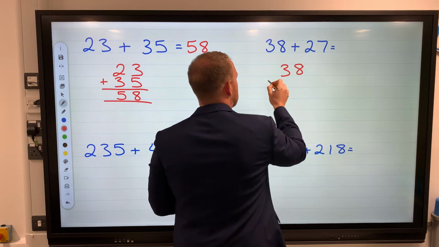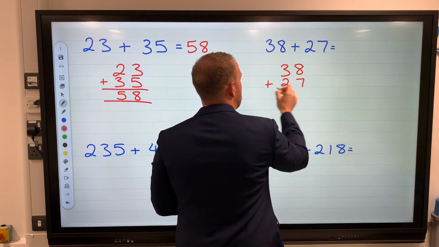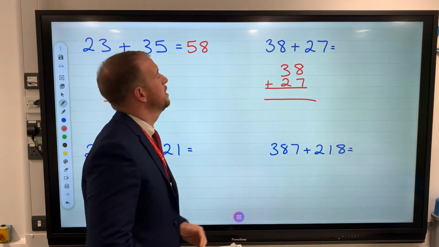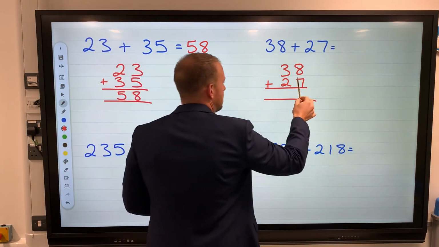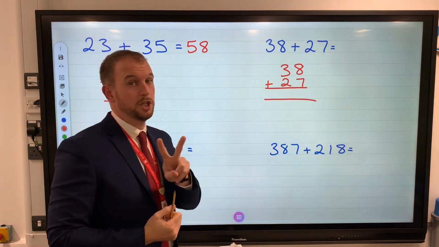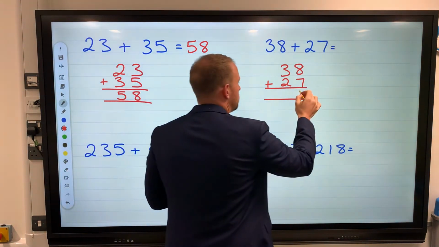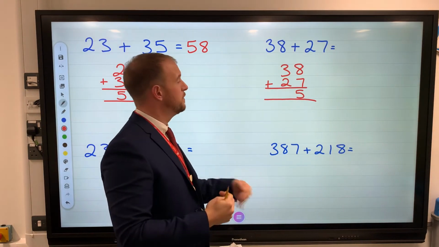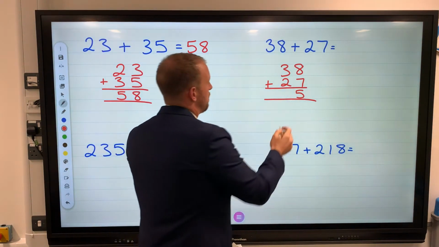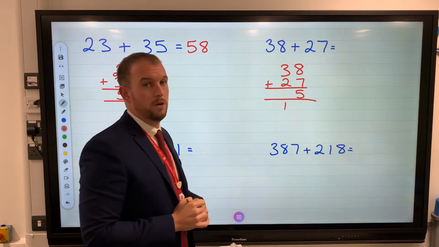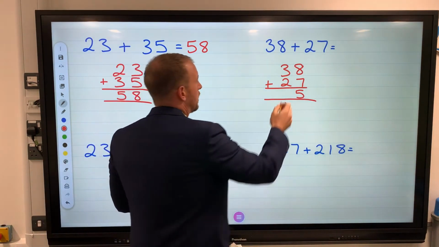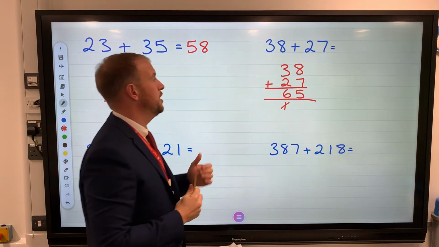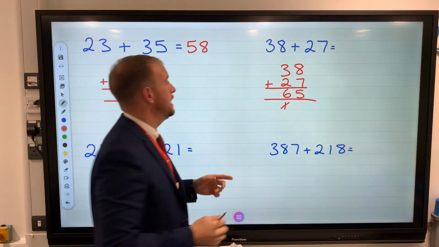38 add 27. My tens are on top of my tens, and my units are on top of my units. 8 add 7 is 15, which is a 2-digit number itself. What I'm going to do is write the units in, because 15 is a 1 and a 5. Let's put the 5 in, and then carry that 1 over. Okay, then 3 add 2 is 5, add the 1 is 6. So 38 add 27 is 65.